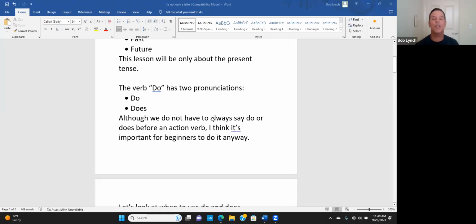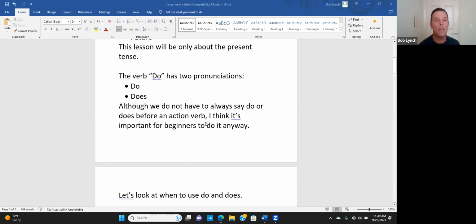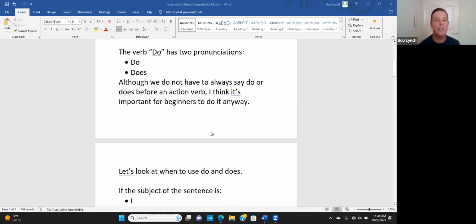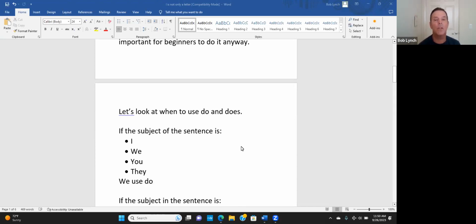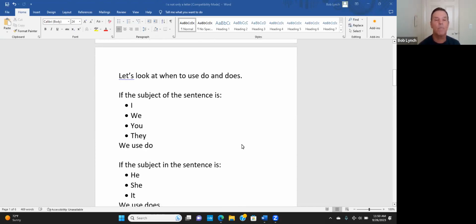The verb do has two pronunciations. One is do, the other is does. Although we do not always have to say do or does before an action verb, I think it's important for beginners to do it anyway. Let's look at when to use do and does.